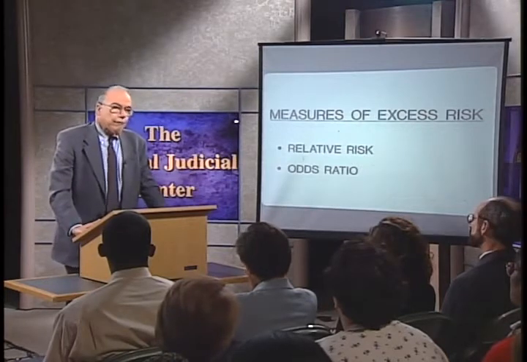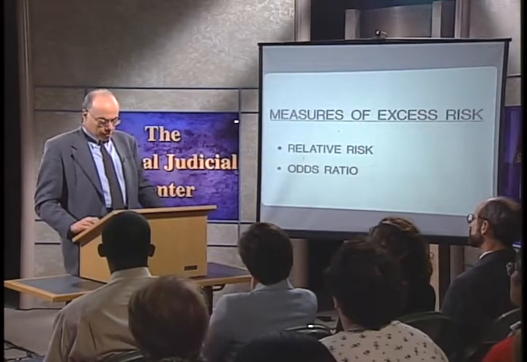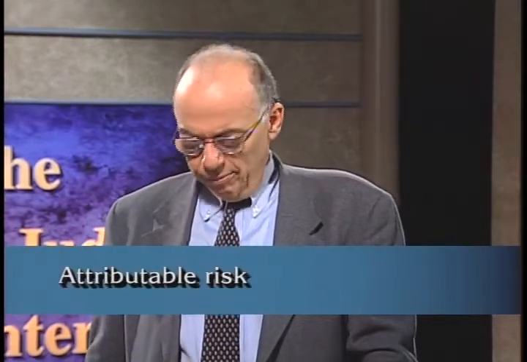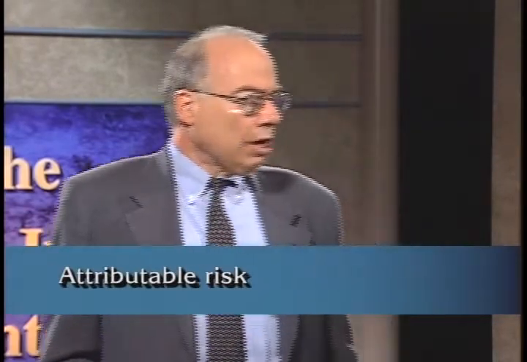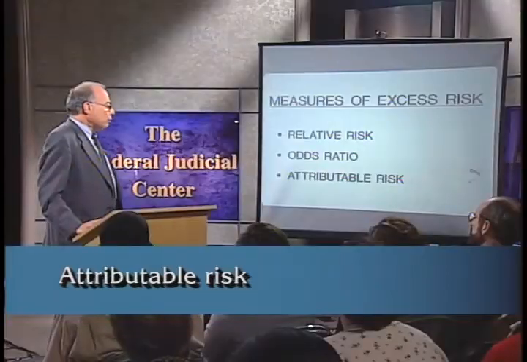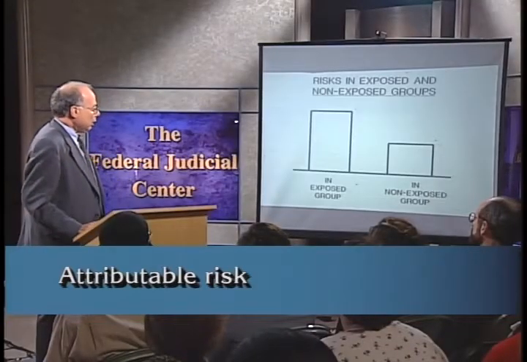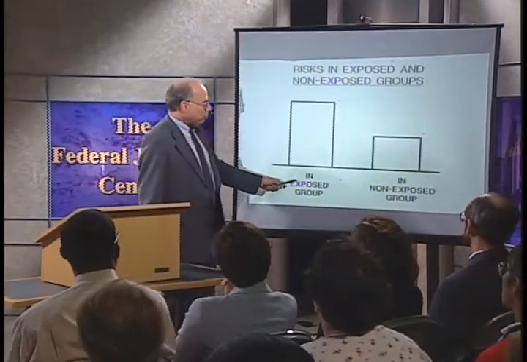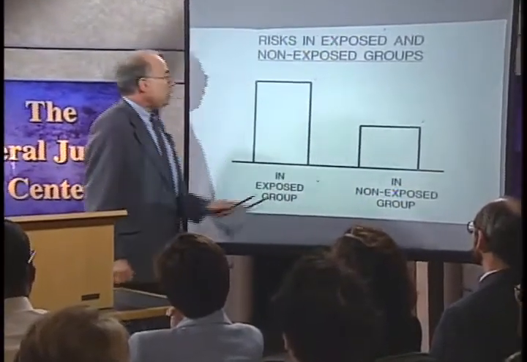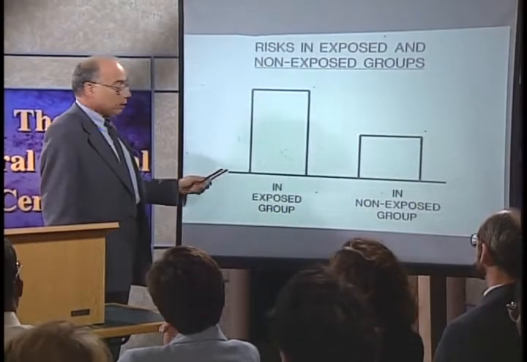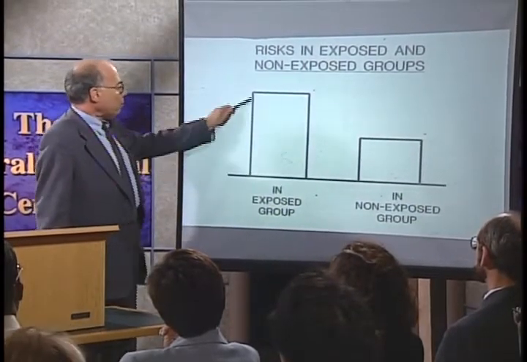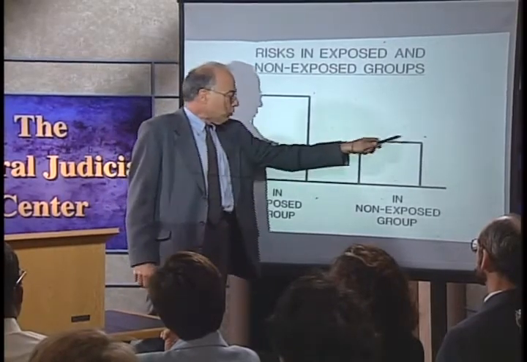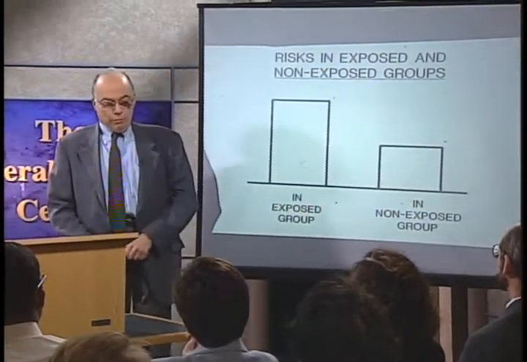The third and final measure of association that I would like to discuss with you is called the attributable risk. And the attributable risk is shown schematically in the next few slides. Let us consider an exposed group and a non-exposed group, each of which has a risk of developing disease. This bar represents the total risk of developing the disease in the exposed group, and this is the total risk of developing in the non-exposed group.